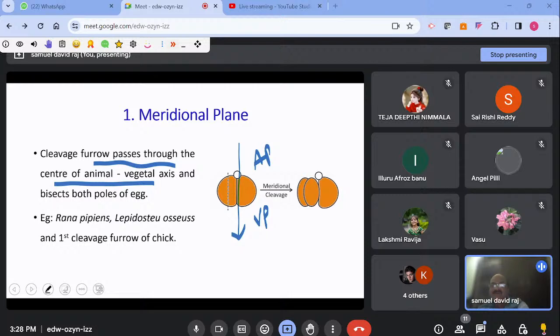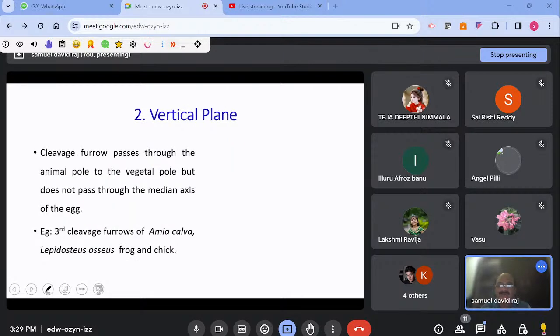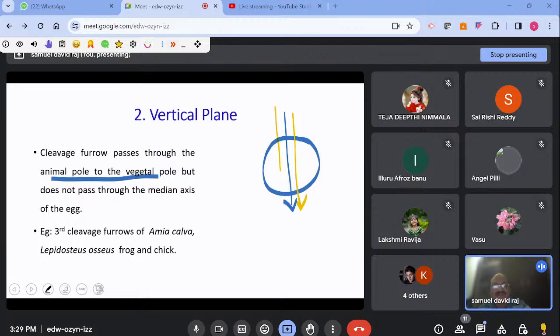It is exemplified by cleavage furrows in Rana, Lepidosteus, and the first cleavage furrow of chick. Second one is the vertical plane. The cleavage furrow passes through the animal pole to vegetal pole, but not through the center. That means if this is the egg, if it passes exactly through the center, it is meridional. If it passes either on one side or the other side of the median axis, then it is called a vertical plane.